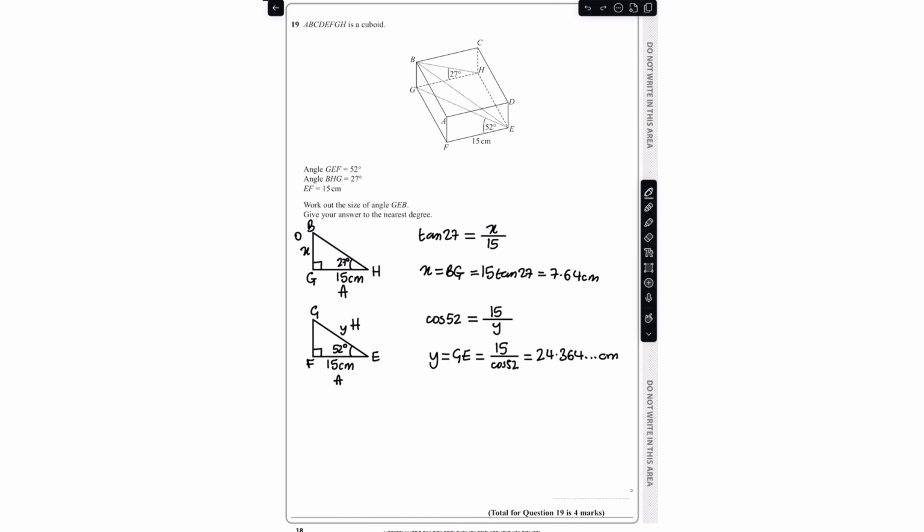And now that we have both side lengths BG and GE, we can work in triangle BGE to find angle GEB. So given as we have the opposite and adjacent sides, we can use the tangent function. So tan theta equals 7.64 divided by 24.364. And so theta, which is also angle GEB, equals the inverse tangent function of 7.64 over 24.364, giving us 17 degrees to the nearest degree.